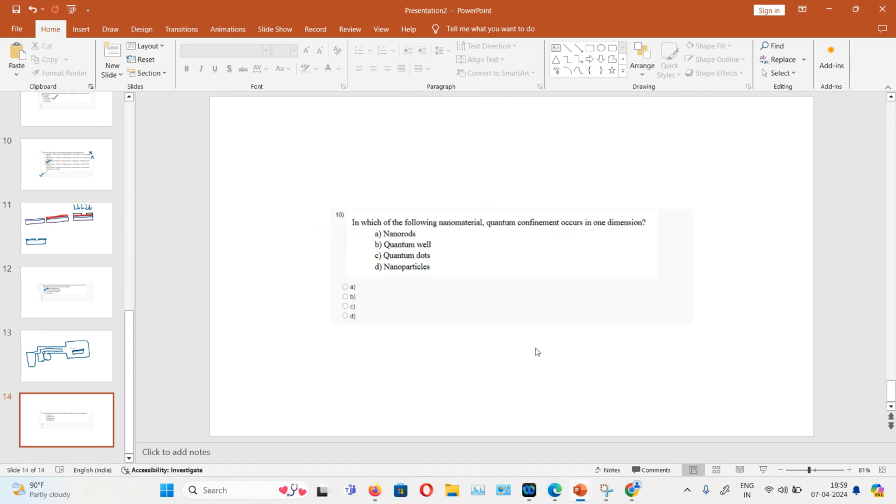So going to the next question. In which of the following nanomaterials does quantum confinement occur in one dimension? One dimension quantum confinement happens in a quantum well.